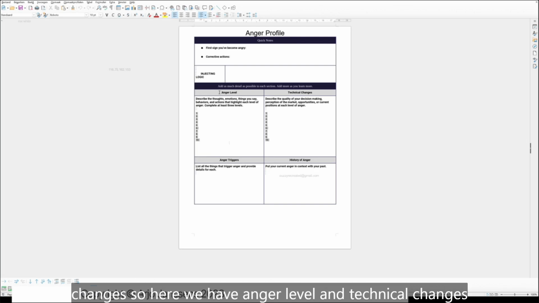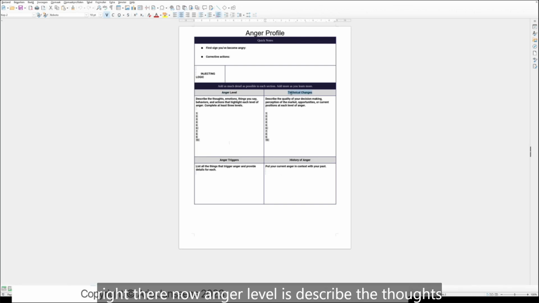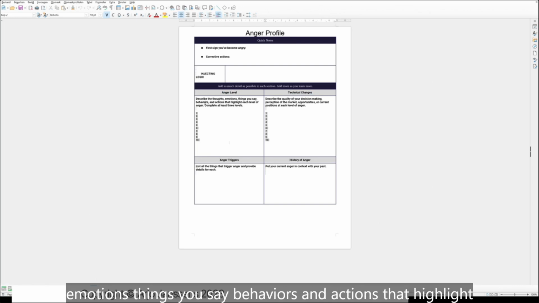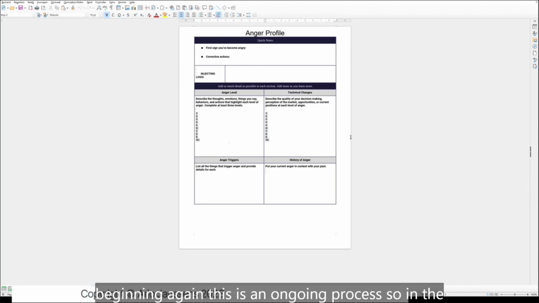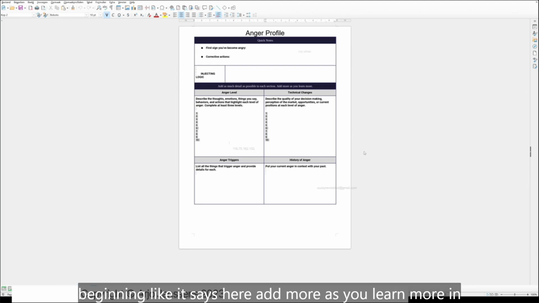So here we have anger level and technical changes right there. Now, anger level is: describe the thoughts, emotions, things you say, behaviors, and actions that highlight each level of anger. Complete at least 3 levels. So in the beginning, again, this is an ongoing process. Like it says here, add more as you learn more.